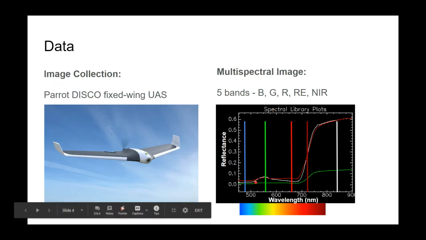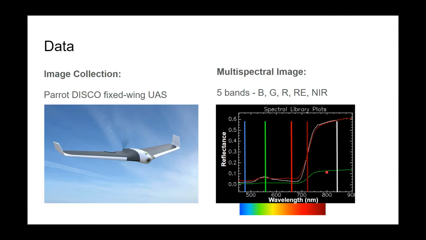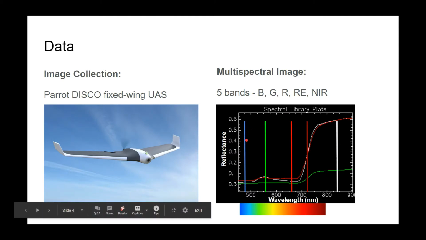And this plot here shows the reflectance response from different plant species. So the red line here is Phragmites, and then the white and the green line are 2 other native species. And then these vertical lines show where the image sensor is capturing its images.